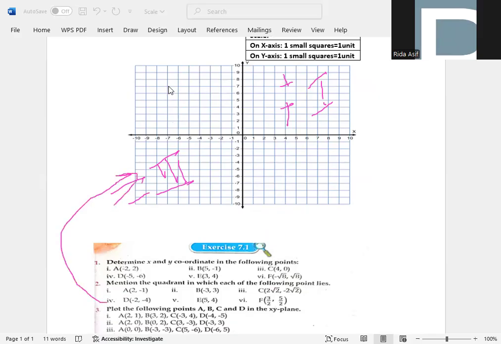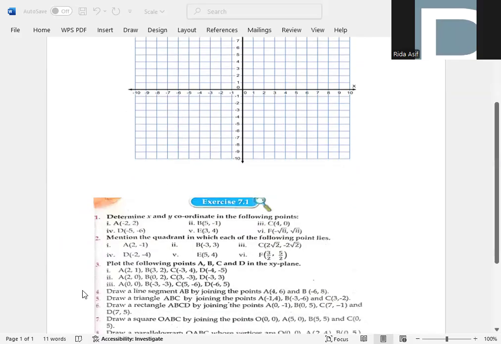Clear? Now, if the first value is negative and the second value is positive, it is going to lie in the second quadrant. And if the first value is positive and the second value is negative, this point is going to lie in our fourth quadrant. I hope this question number 2 is also clear to you. Clear, my students? Now, let's discuss question number 3 together.